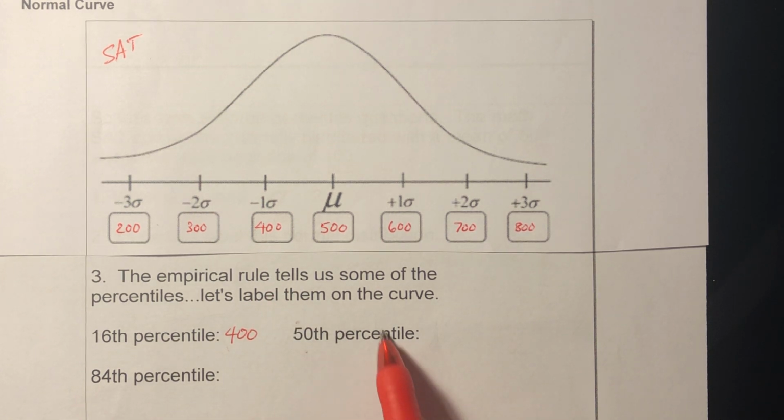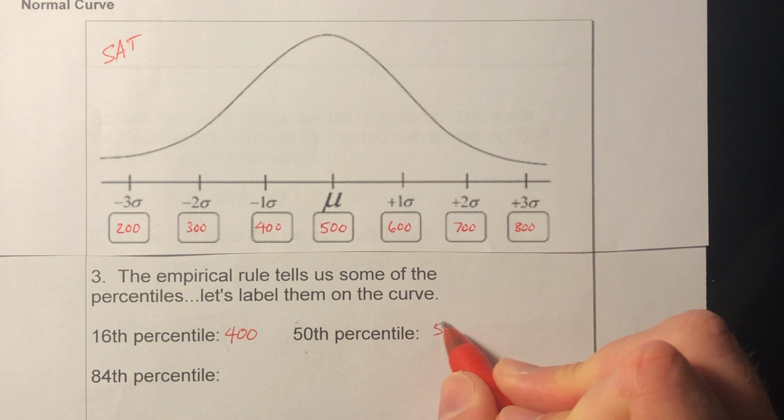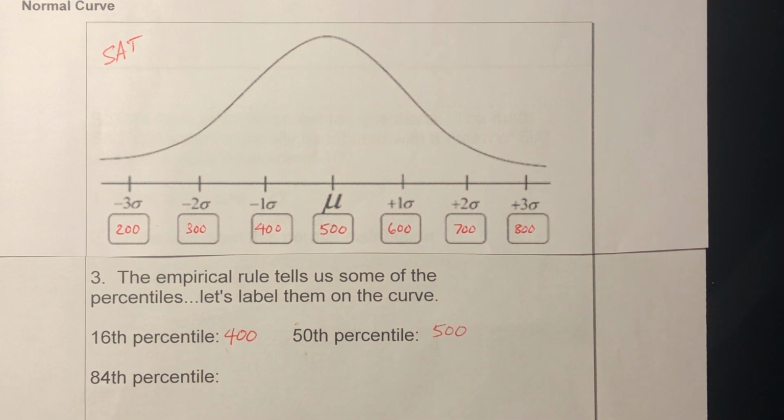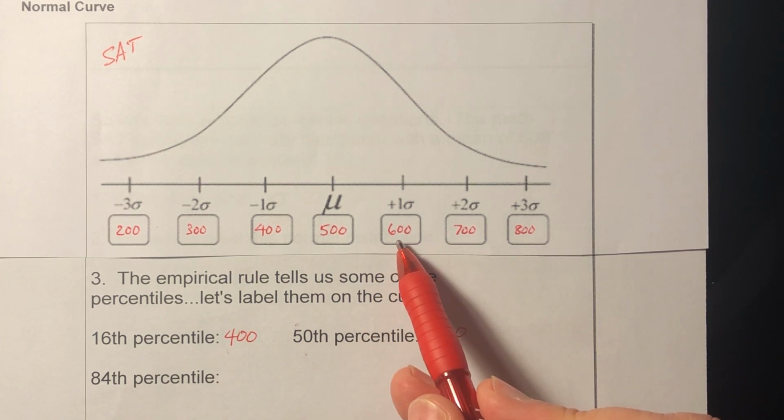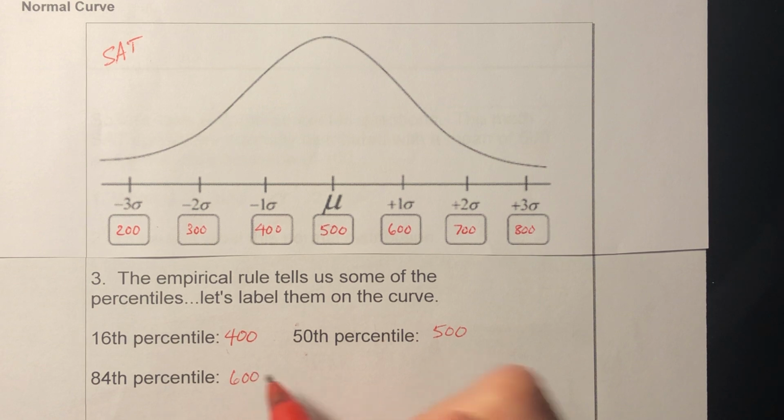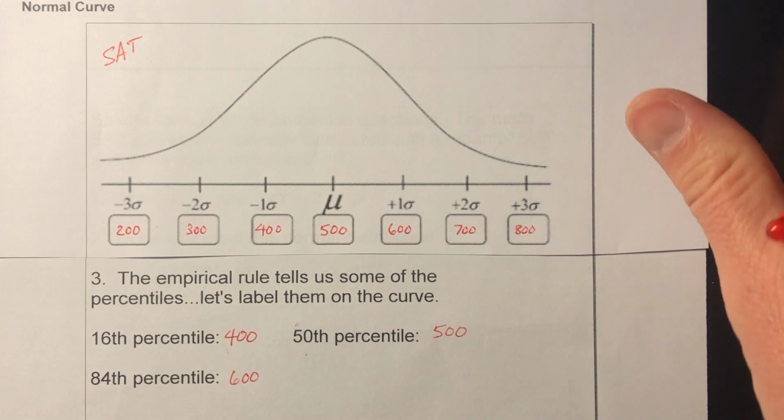If we're at the 50th percentile, that's right smack in the middle. So that means you got a score of 500. That means you did better than half and worse than half, if you think of it that way. The 84th percentile, right here, 600. So that's a decent score. If you got a 600 on your math SAT, you did better than 84% of the population. Okay? All right.